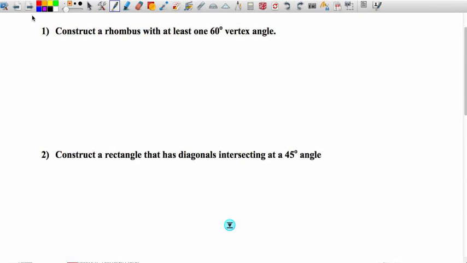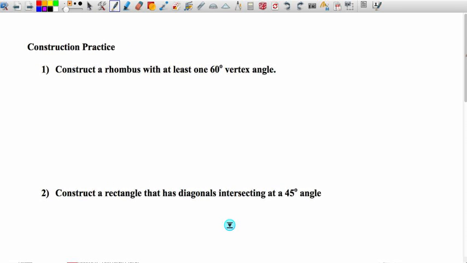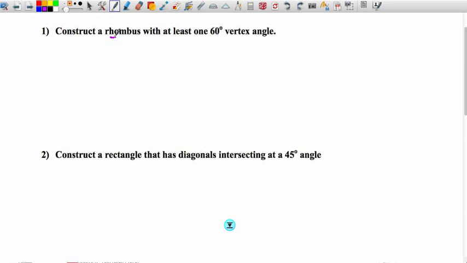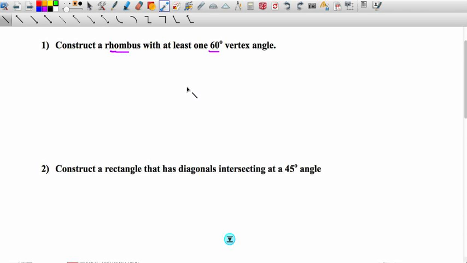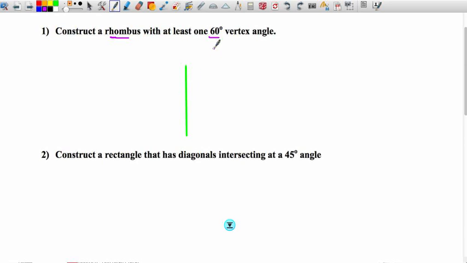Okay, so what I'm going to do in this is just take you through the practice constructions for special quadrilaterals. What we have here is a rhombus with a 60-degree angle. We're going to use our construction of an equilateral triangle in order to do this. I'm going to start with any length of a side of an equilateral triangle, mark off some vertices or endpoints, and then construct an equilateral triangle.